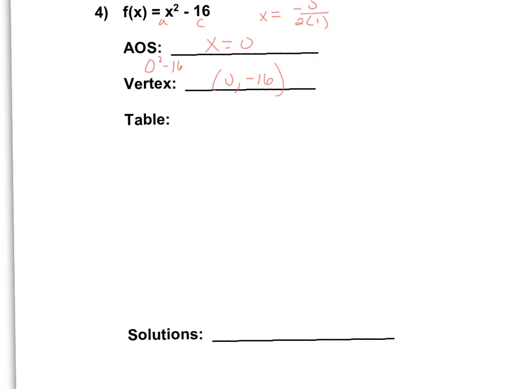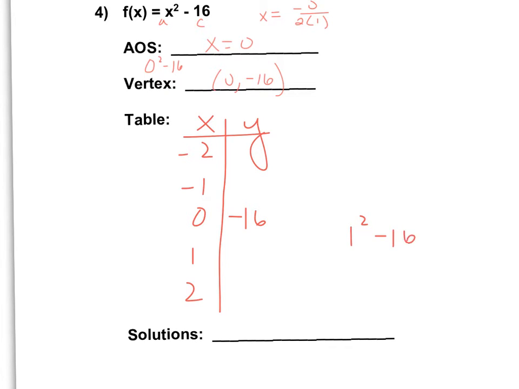Okay? All right, I'm going to go ahead and do my table here because I know I'm going to have to count by something other than 1s on my graph since I got a negative 16 there. So I got 0, negative 16, 1, 2, and then negative 1, negative 2 on the other side. So now I'm going to plug in the 1. So 1 squared minus 16 will be negative 15. 2 squared is 4, minus 16 gets you negative 12. So I have negative 15 and negative 12 on the other side.